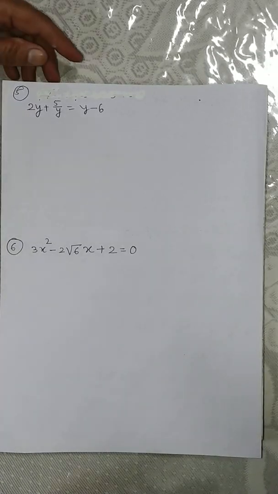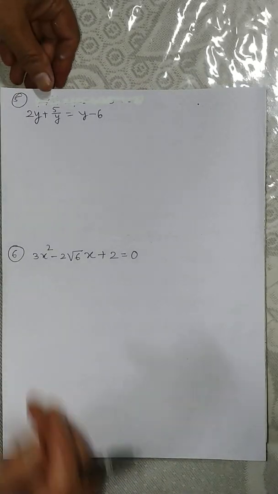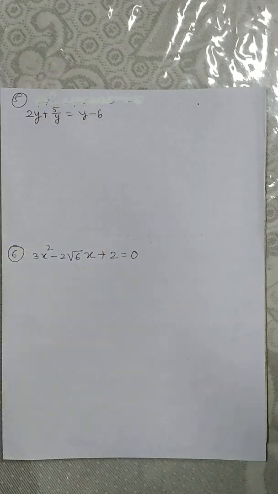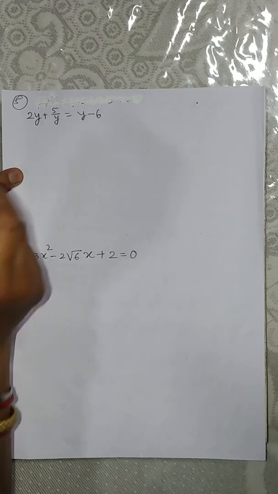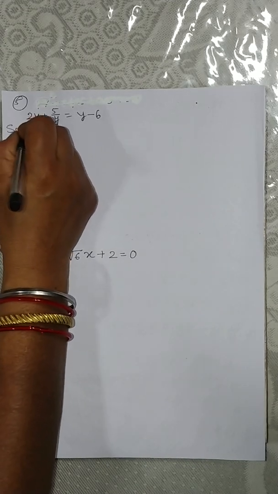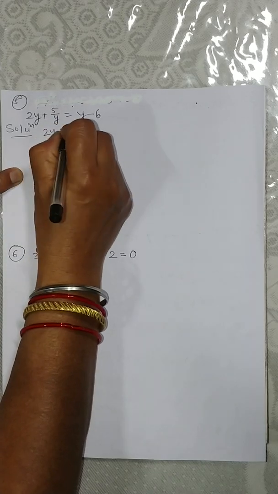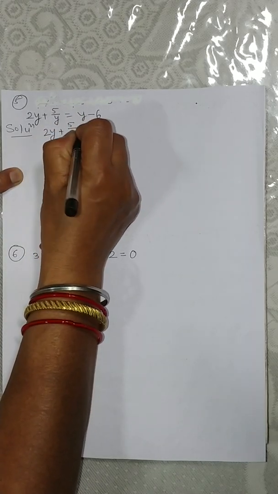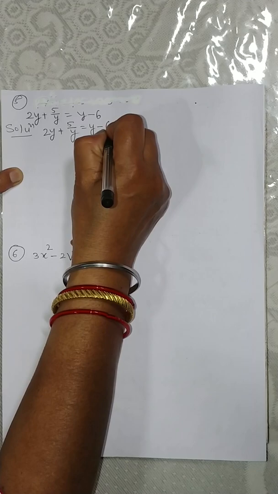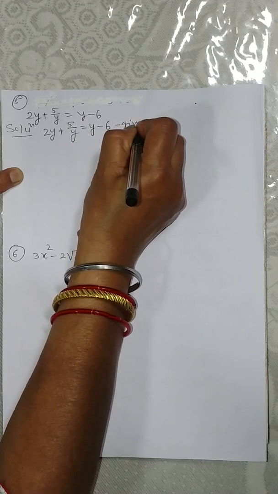Now next example is 2y plus 5 upon y is equal to y minus 6. Now here, 2y plus 5 upon y is equal to y minus 6. This is given.